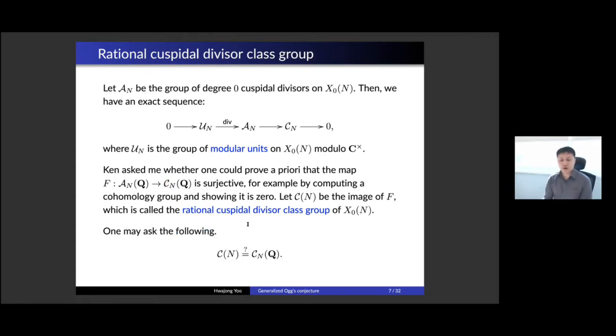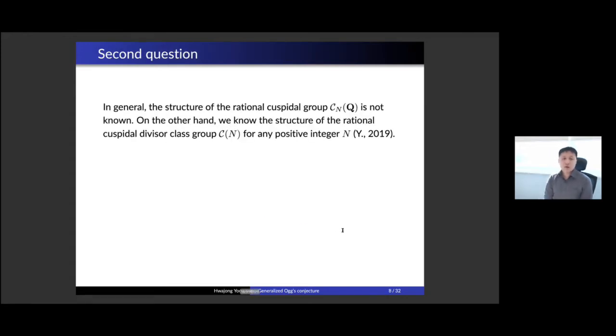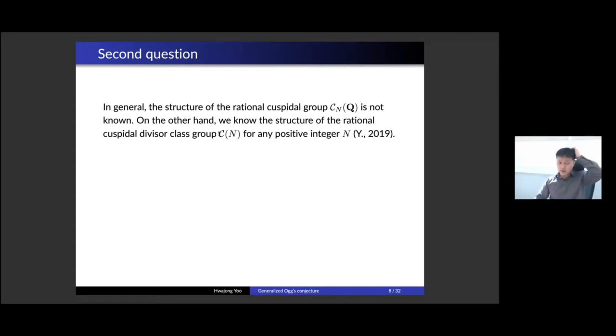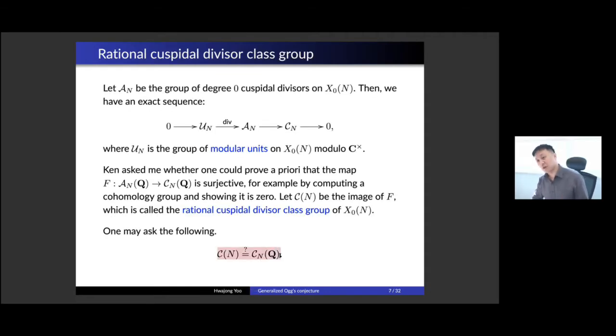And one may ask the following: these two groups are equal, so does this mean this F is surjective or not? And the second question: we want to compute this right-hand side, but we don't know it yet. However, the structure of the left-hand side group is known now, because last year I computed this group for any positive integer n. So if we prove this conjecture, then we answer the second question.